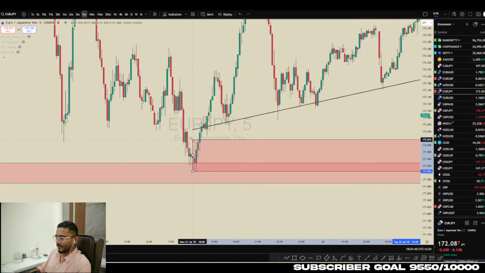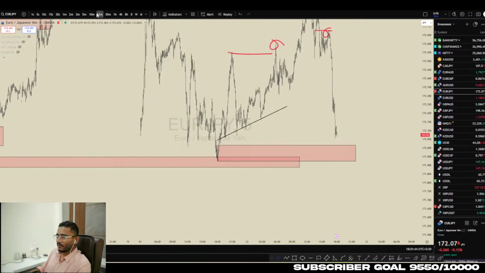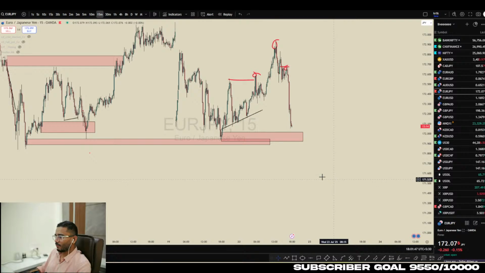so all these candles are mitigated. We have this imbalance. So we have to wait for price to create a change of character. Then only we look for buy side setup here.